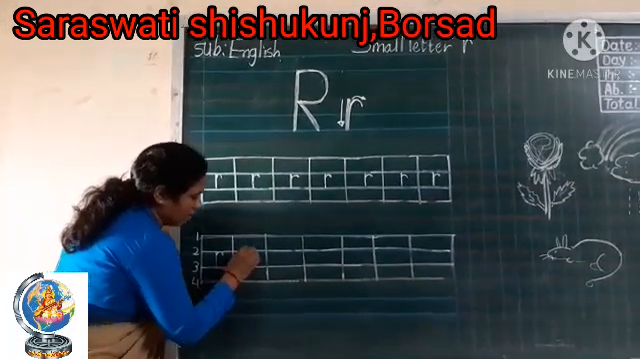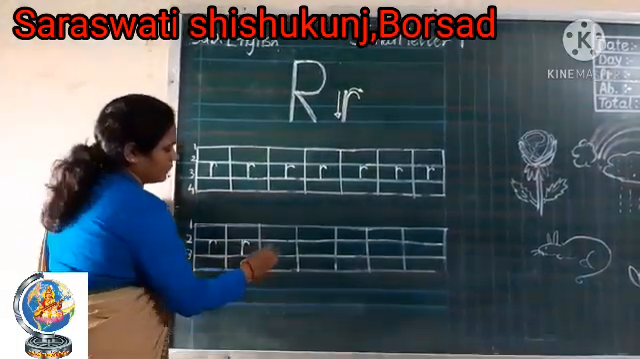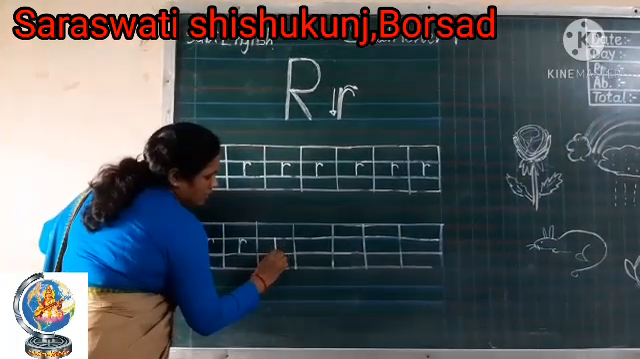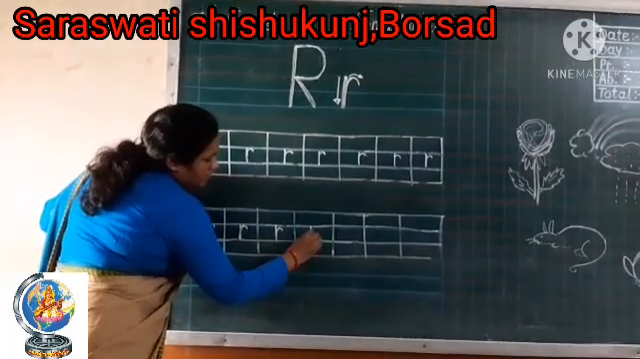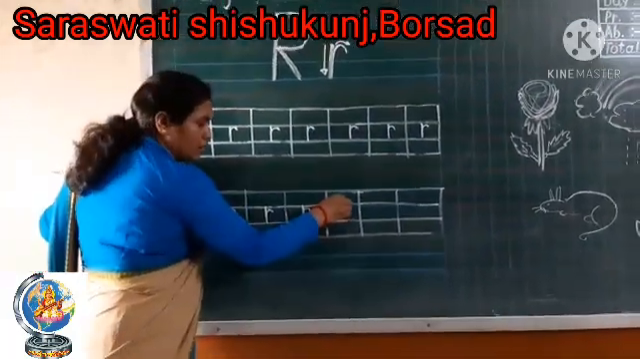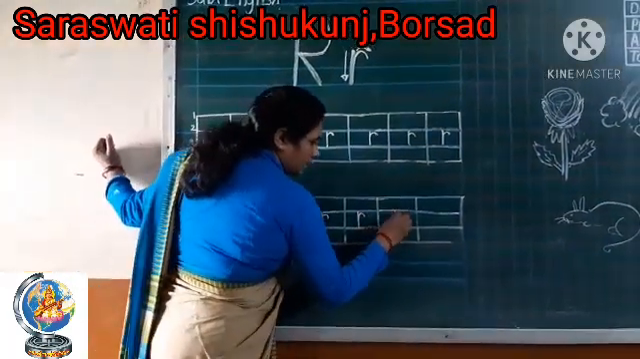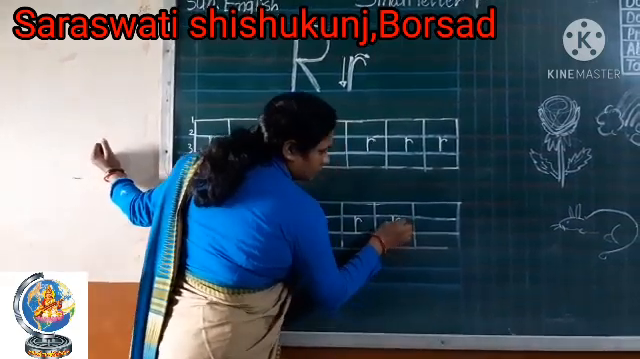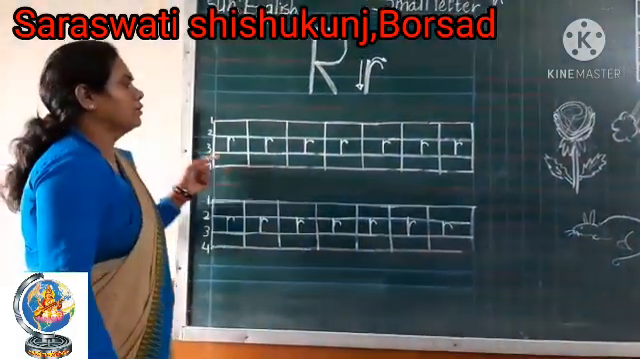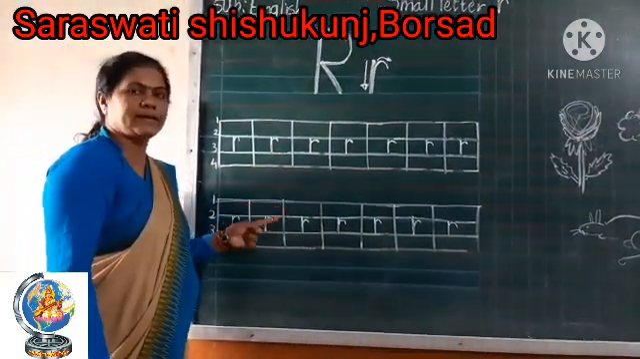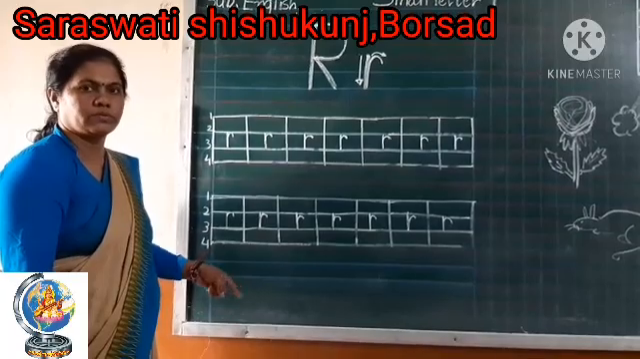Only 2 lines use. First, up to down and down to up little curve. Up to down, standing line and little curve. This way, complete trace and write the completed page in your notebook.